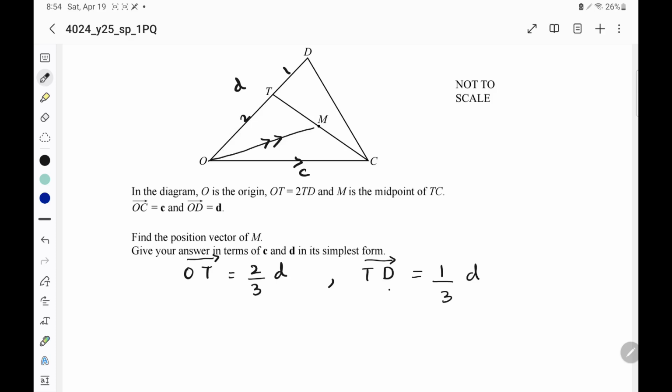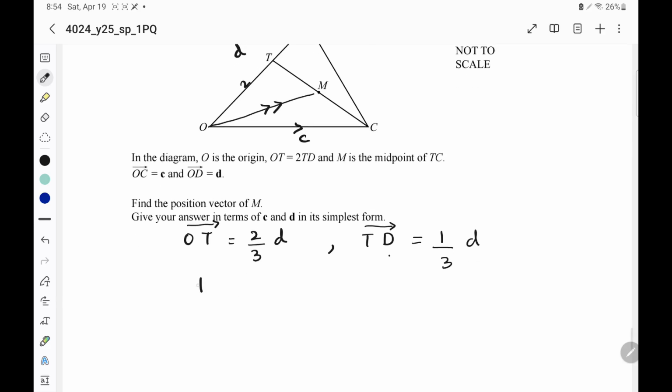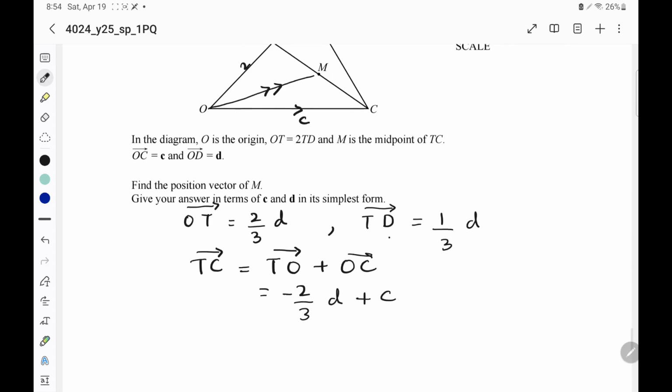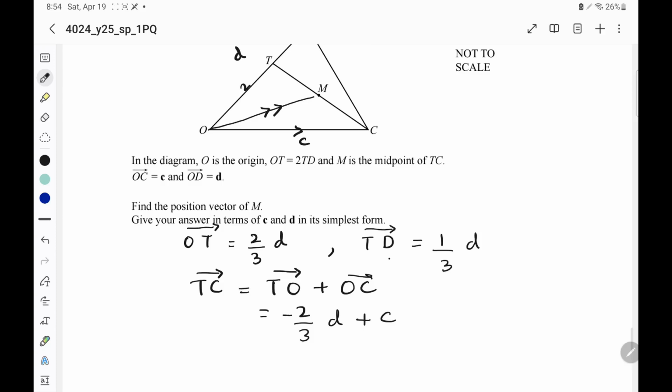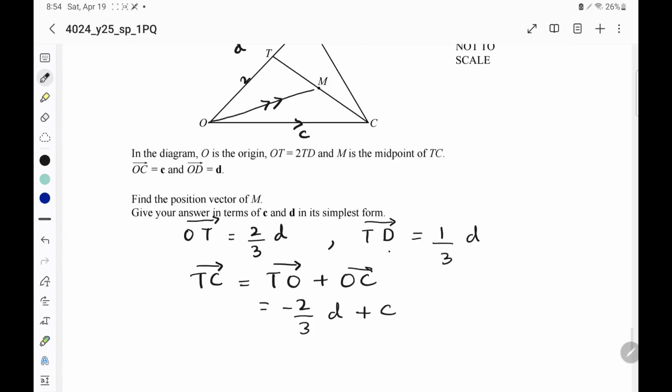So before we find out the value of OM, we need to find out TC. TC will be equals to TO plus OC. So TO, we know that we are moving opposite direction, so that is minus 2 over 3D, and OC is C. So now we are able to calculate. TM we need to find out first, that will be the half of it, because M is the midpoint.